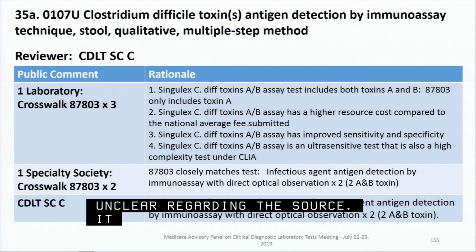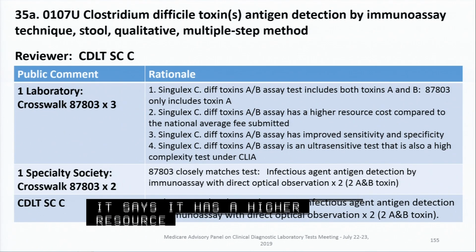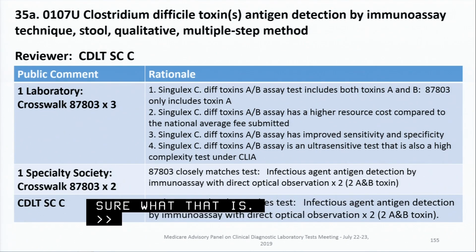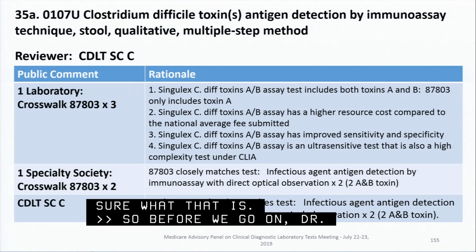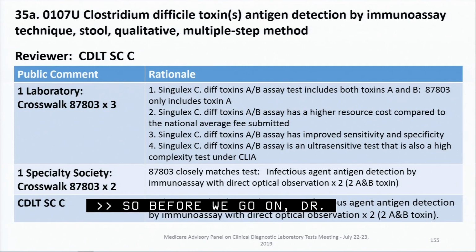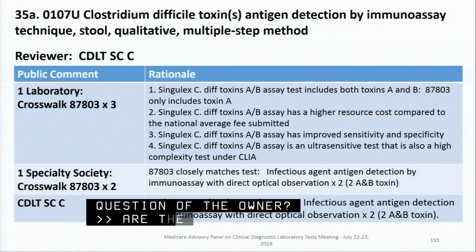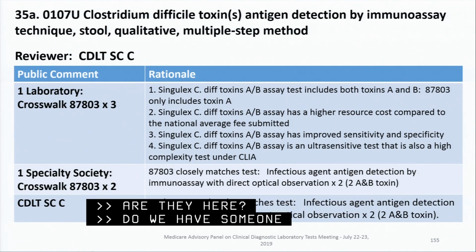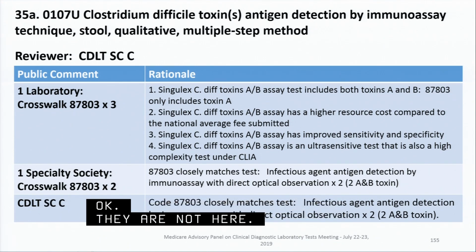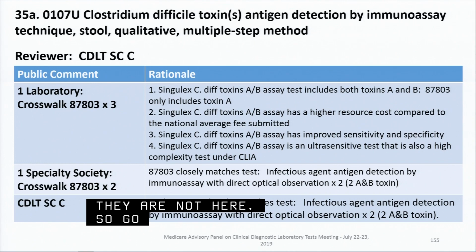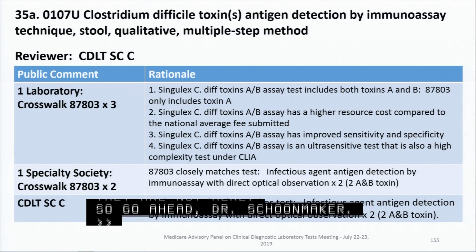So before we go on, Dr. Clark, do you want to ask that question of the owner of this test? Are they here? Do we have somebody from Singulex here? Okay, no, they are not here. So go ahead, Dr. Schoonmaker. Oh, go ahead. No, she may be fixing it. There was an error on the bar. You got it.